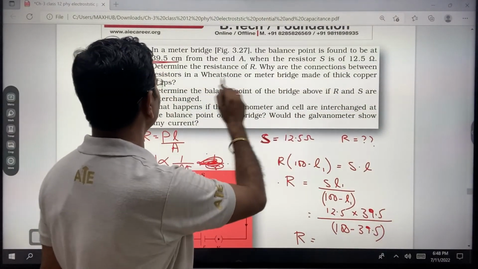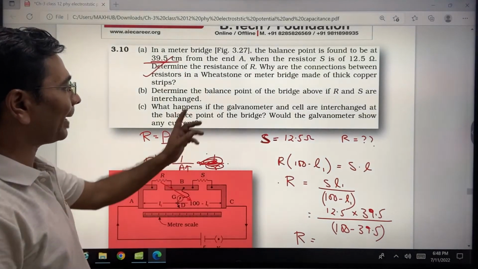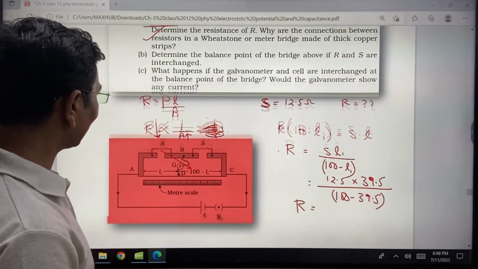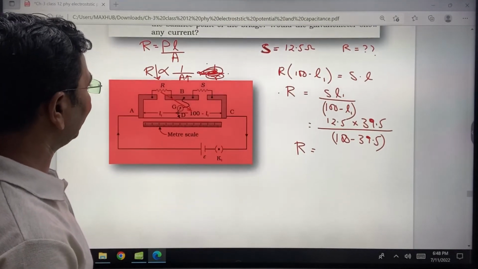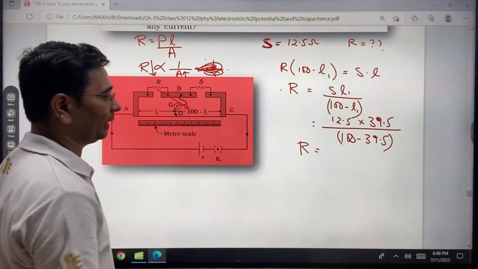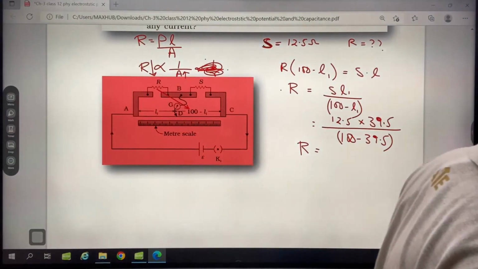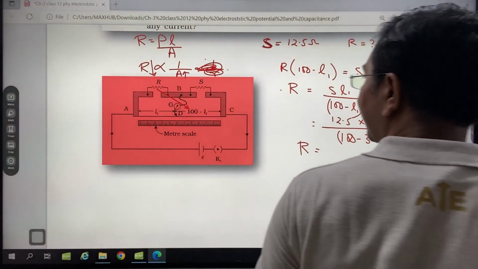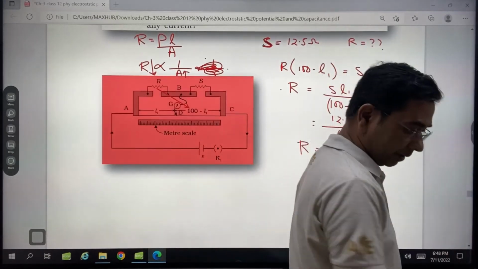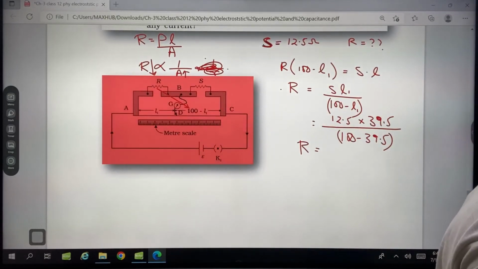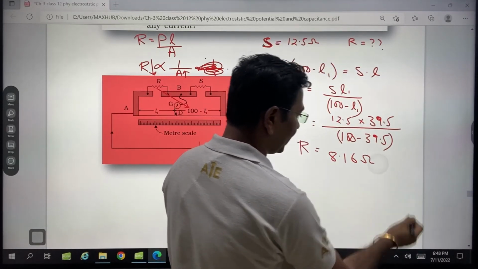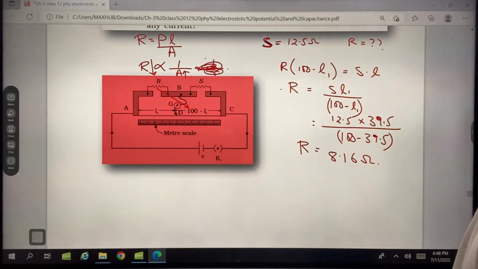Okay, so why are the connections made? So this is called clear. Determine the balance point of the bridge above if R and S are interchanged. Okay, so now I will interchange R and S, but to do that I need R first. So if I refer to the book, my answer for this R is, this question is 3.10. So if you go to the solution of 3.10, that is 8.16, you will get it as 8.16 ohms. So 8.16 ohms you will get, right?